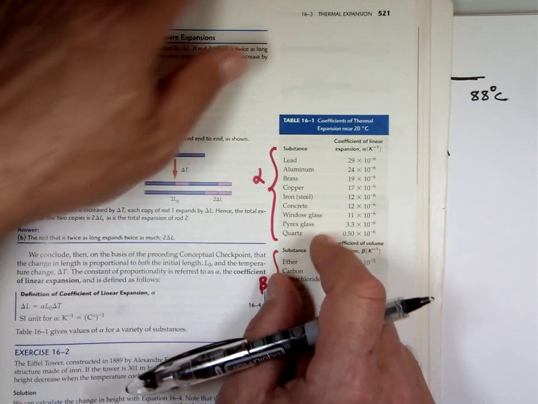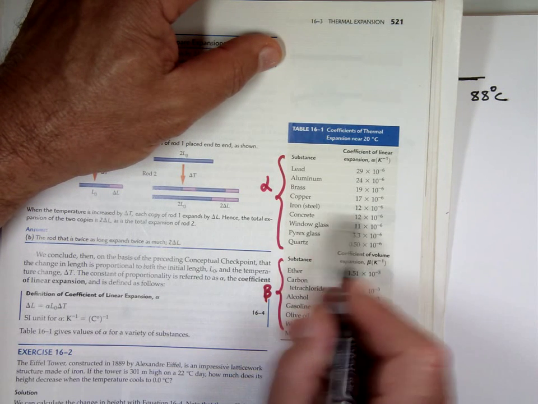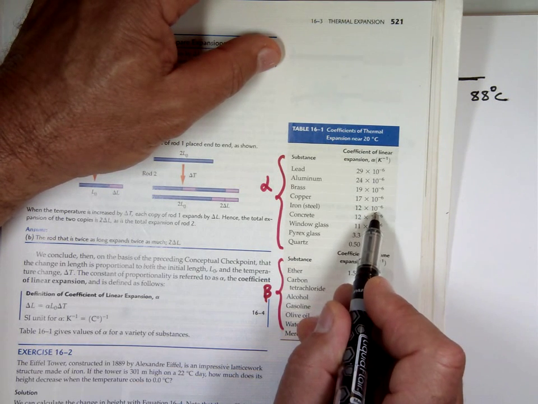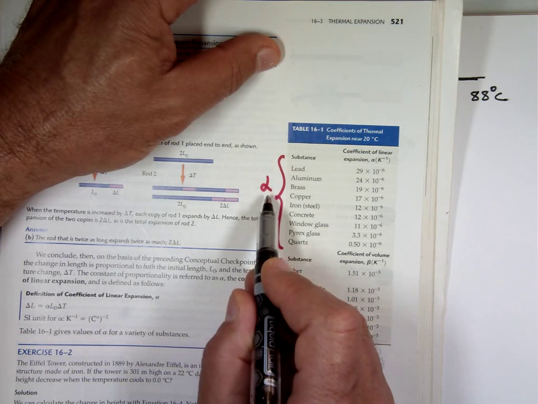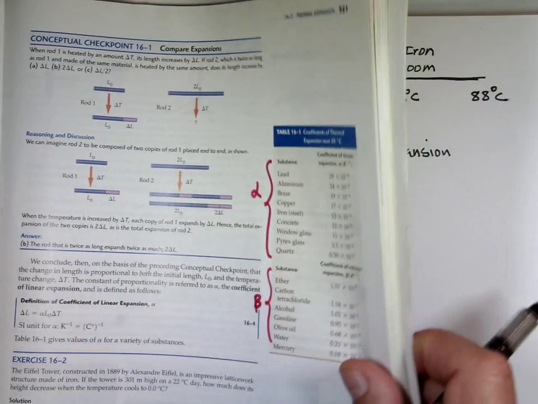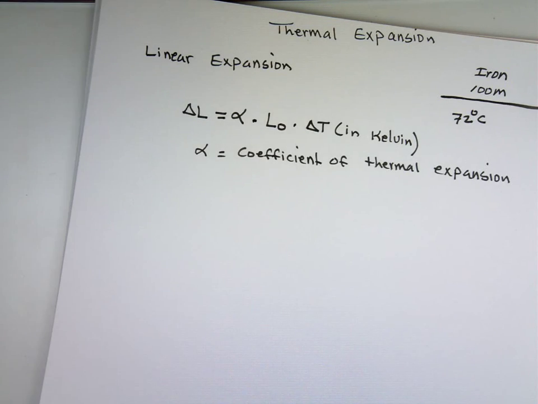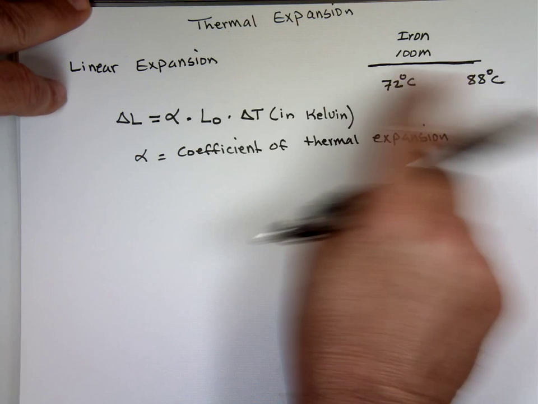So I made this one iron for this track, which means alpha for iron or steel is 12 times 10 to the negative 6. See it? 12 times 10 to the minus 6. That's what alpha is. These are alpha. I call these beta. You'll see them later. Now, in this example, how much extra is this going to expand by?